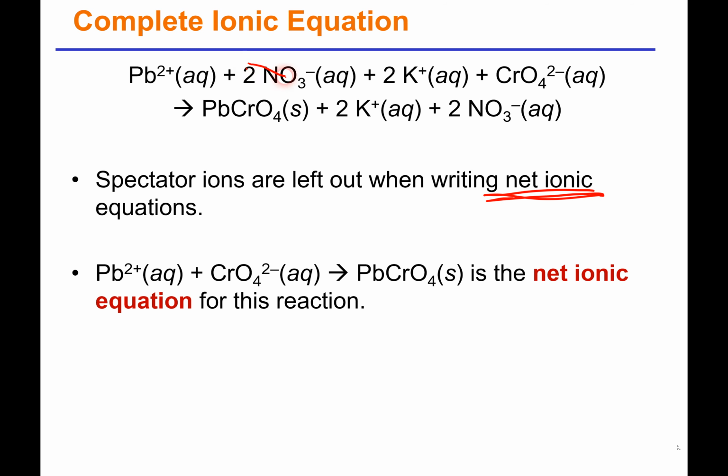So all I would do is cancel out, again, cancel out nitrate, nitrate, potassium, potassium. So I'm left with lead plus chromate gives me lead chromate. Okay, so if I write those down, this is my net ionic equation.